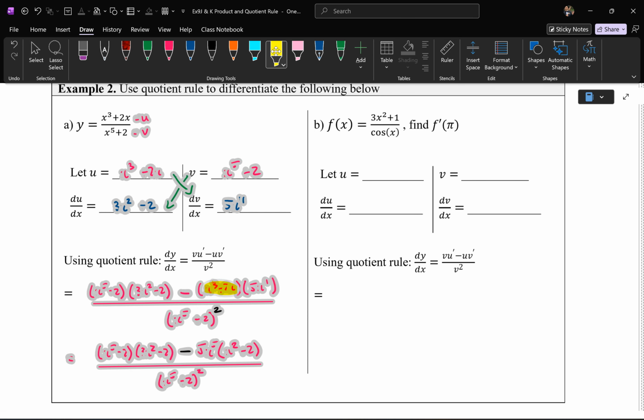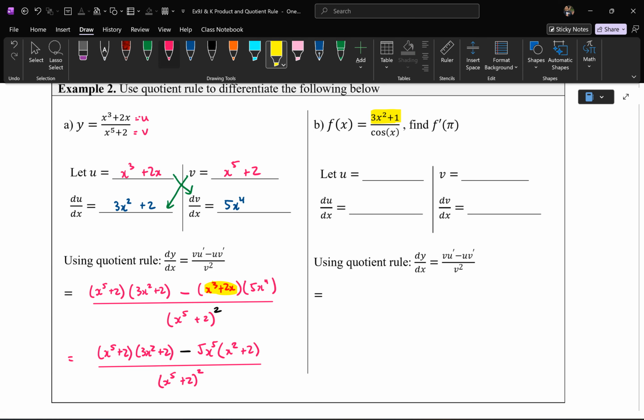So here we go. Numerator is your U, so we then have U equals to 3x squared plus 1. V is the denominator, so I'm going to call it cos x. And it does matter which one's V, so the bottom one is always V. Okay? Get them wrong, the whole thing's wrong.